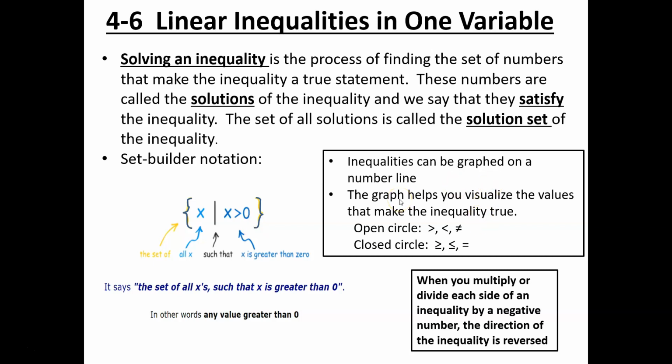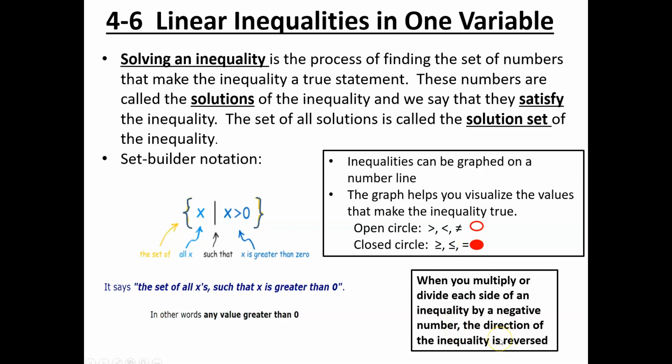So inequalities can be graphed on a number line. The graph helps you visualize the values that make the inequality true. So for greater than, less than, or not equal, we have an open circle. There's no line down here, so this remains open. For greater than or equal, or less than or equal, there is a line down here. It does include the point, so it is a closed circle. That should be a little bit of a review from last year, or whenever you took Algebra 2.